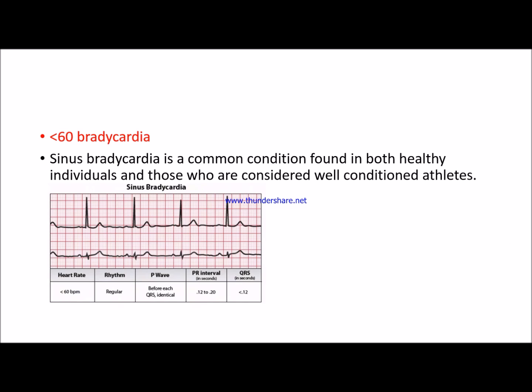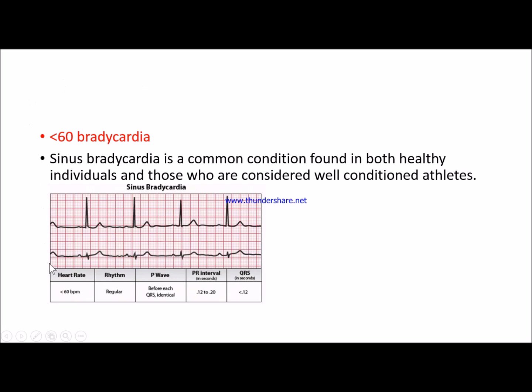Next, we can discuss sinus bradycardia. If the rate is less than 60 beats per minute, the patient has bradycardia. Sinus bradycardia is commonly found in healthy individuals as well as well-conditioned athletes. There is one interesting thing here also. Some scuba divers, when diving in the sea, need to conserve and store more oxygen, so for them sinus bradycardia is helpful.